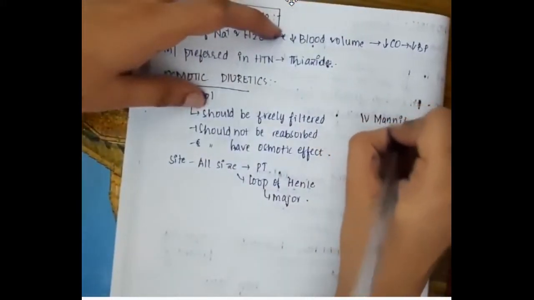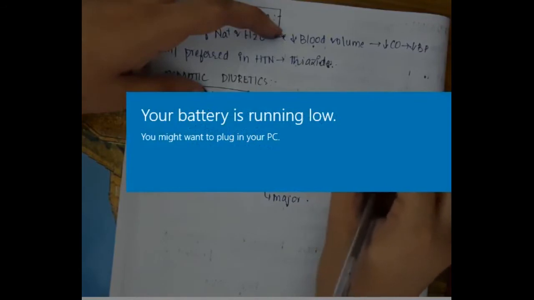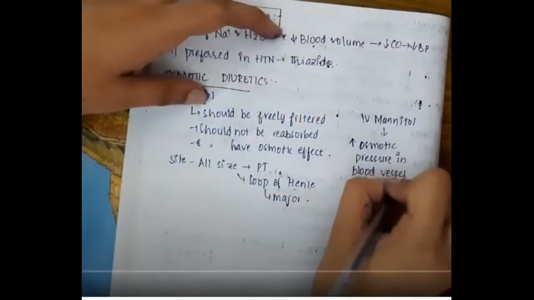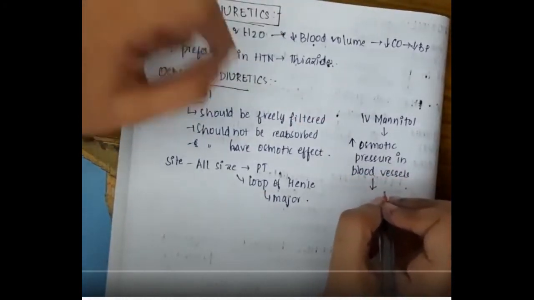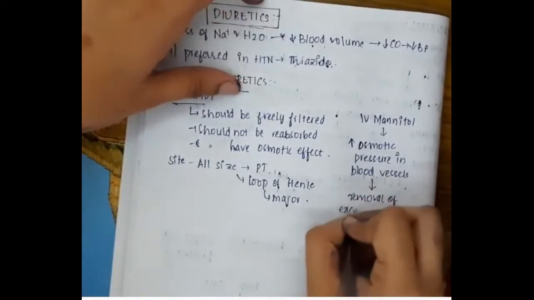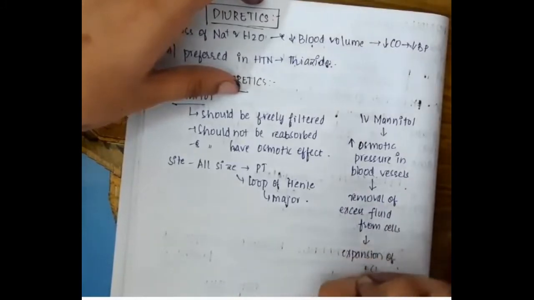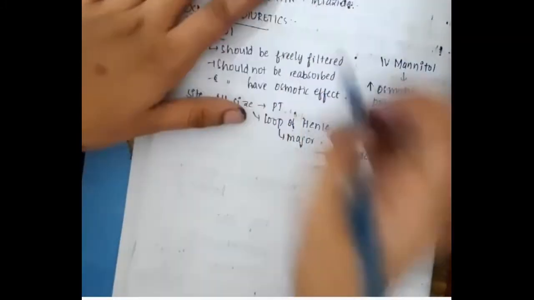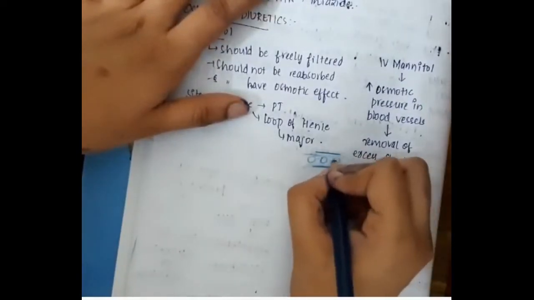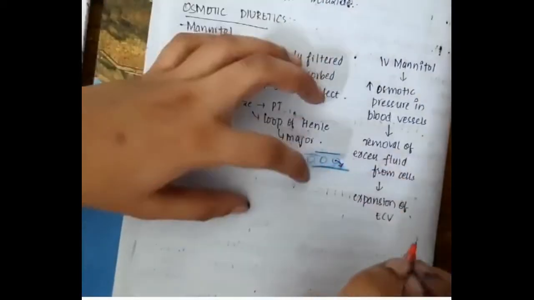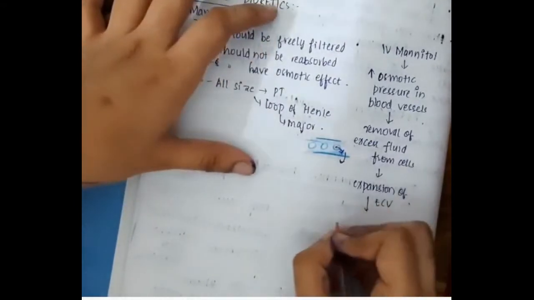So what happens if we give IV mannitol? On giving IV mannitol, this will increase the osmotic pressure in the blood vessels and thus causes removal of excess fluid from the cells. Whenever there is removal, see, this is the cells. From the cells, because of the increased osmotic pressure in the blood vessels, there is removal of excess fluid from the cells, and thus there is expansion of extracellular fluid.